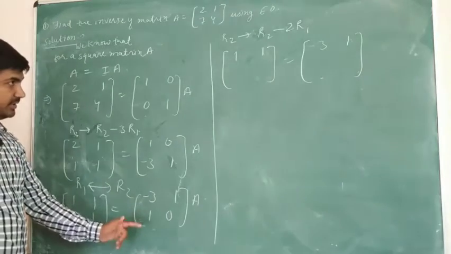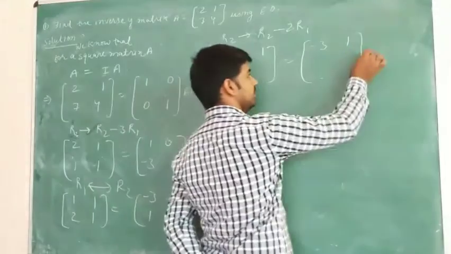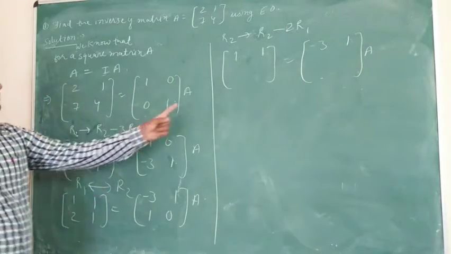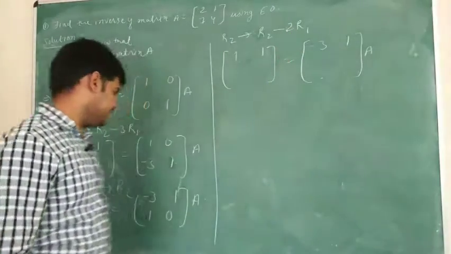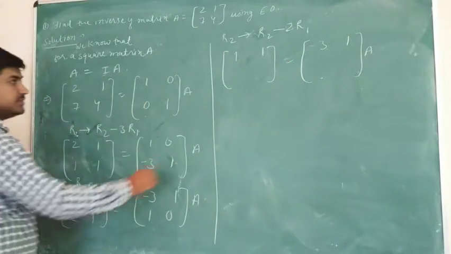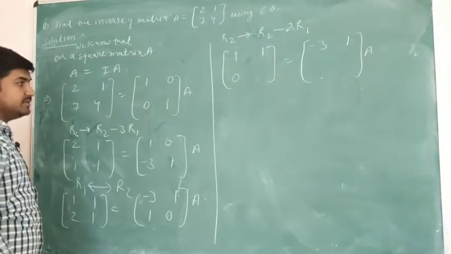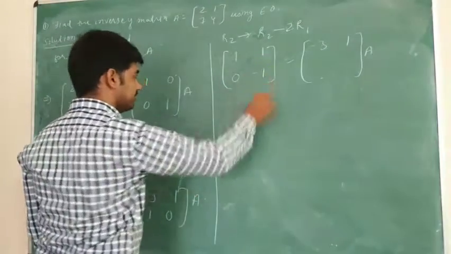And times A I can write. Now what operation am I using? R2 minus twice of R1. So this minus twice of this one is equal to 0. 1 minus twice of 1 is equal to minus 1. Okay.